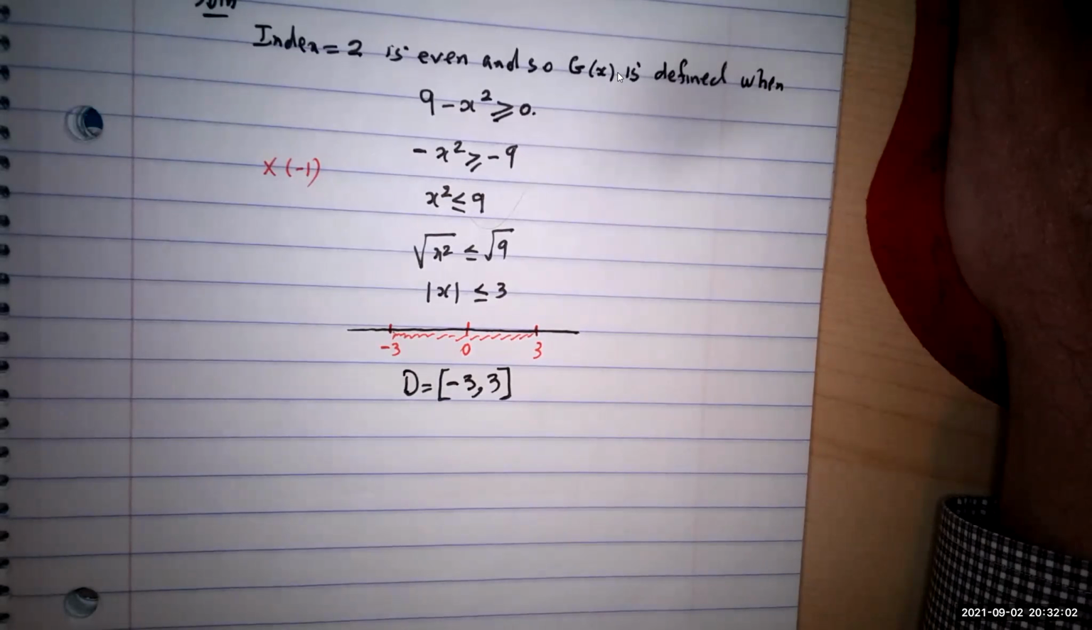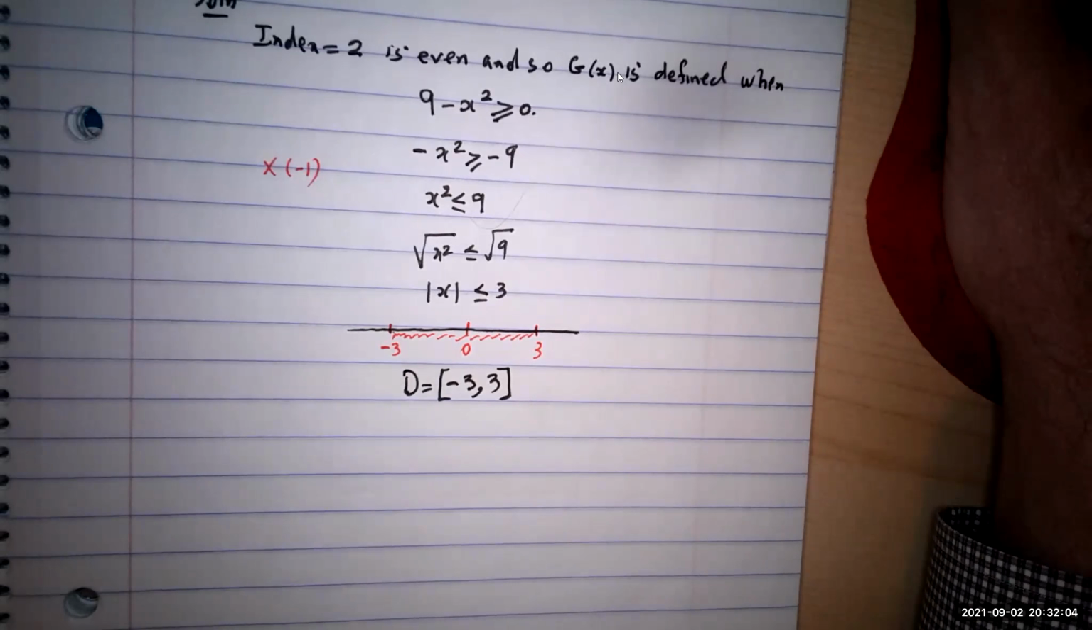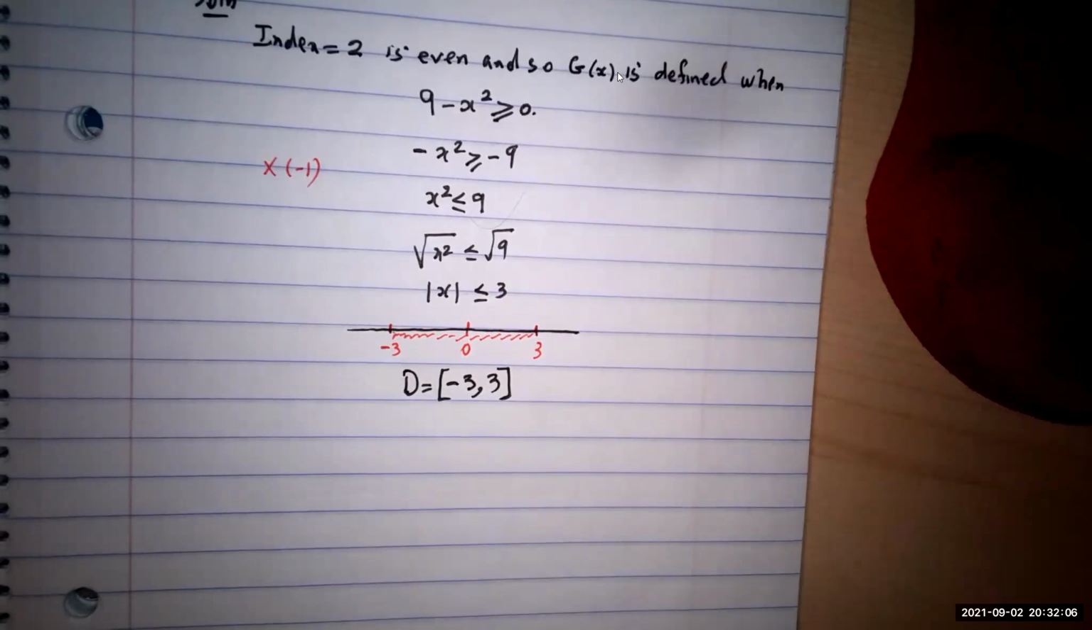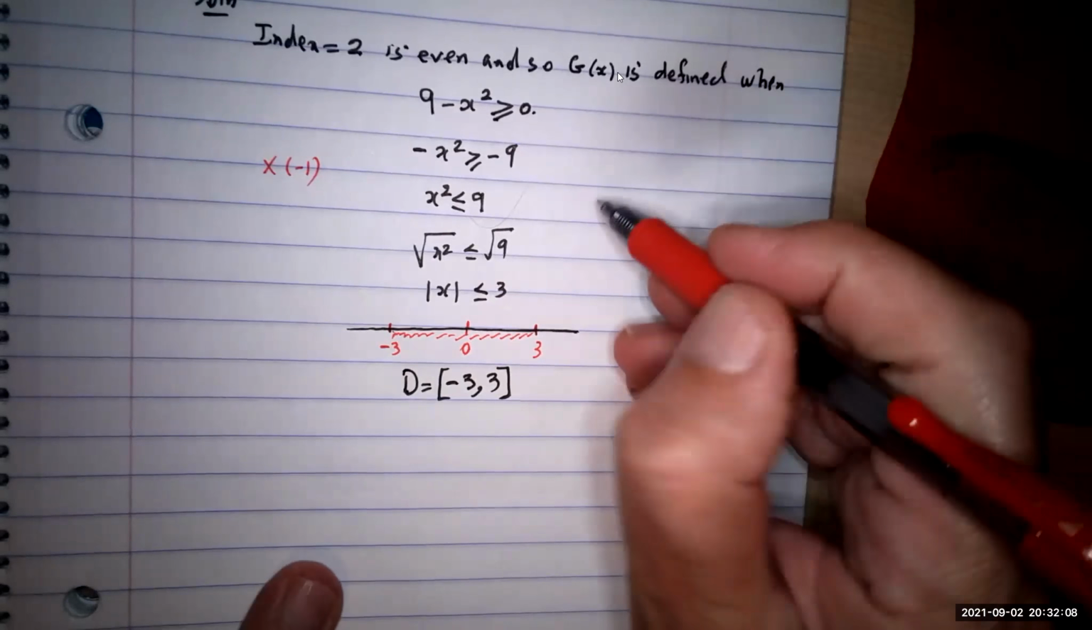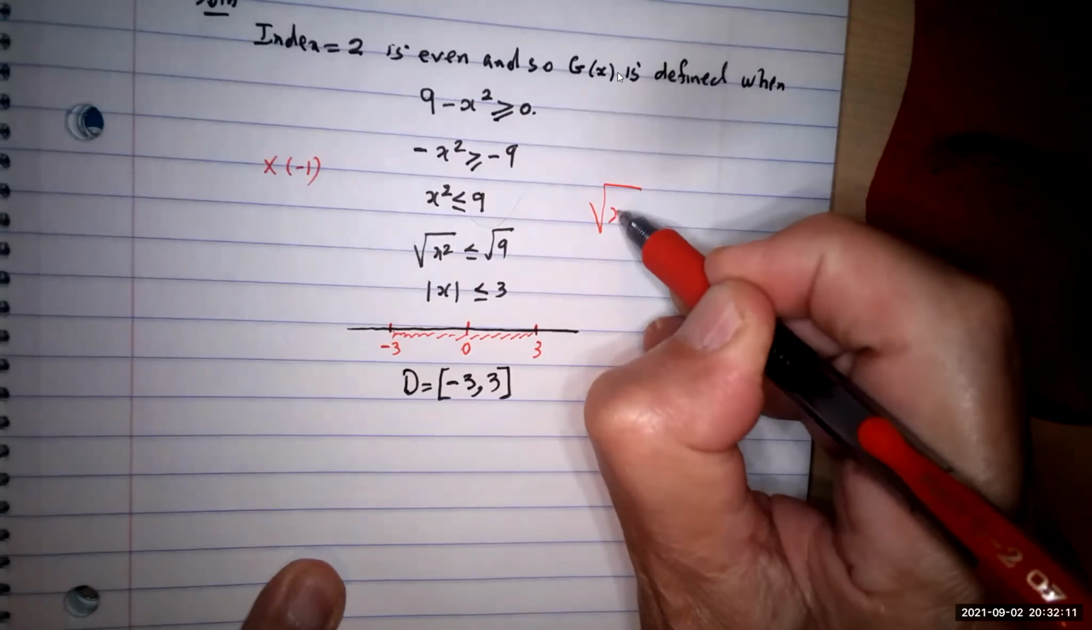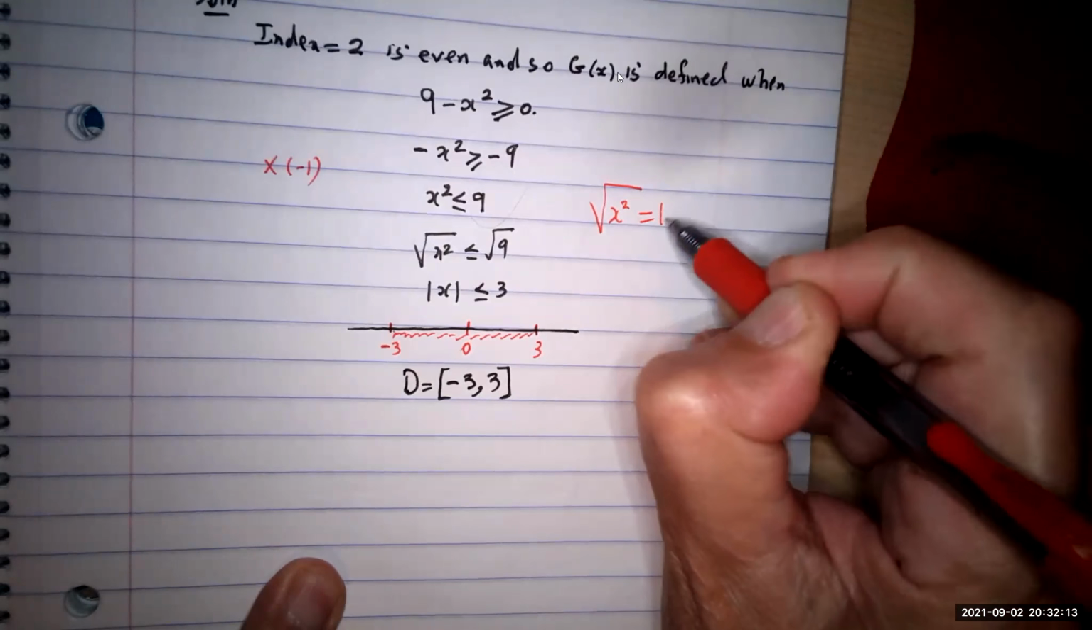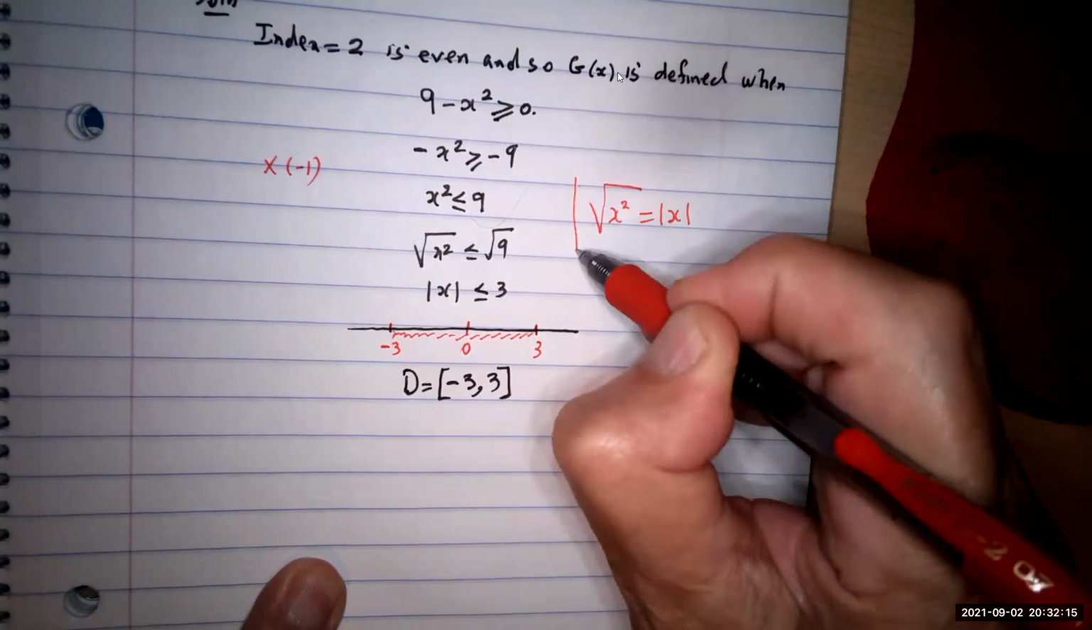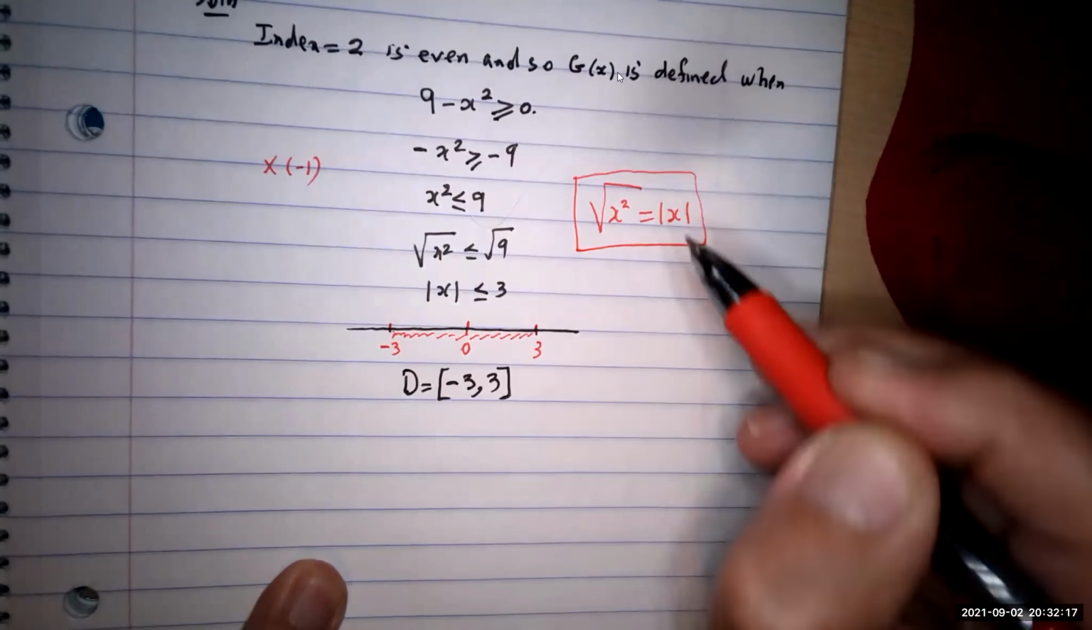How do you know that it's an absolute value? We talked about this the other night. The radical of x squared, I told you, is equal to the absolute value of x. Why? Because the square root must be a positive number.